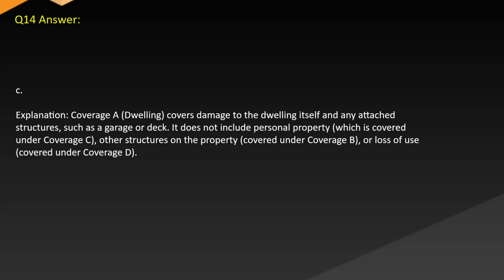Answer: C. Explanation: Coverage A dwelling covers damage to the dwelling itself and any attached structures, such as a garage or deck. It does not include personal property, which is covered under Coverage C, other structures on the property, covered under Coverage B, or loss of use, covered under Coverage D.